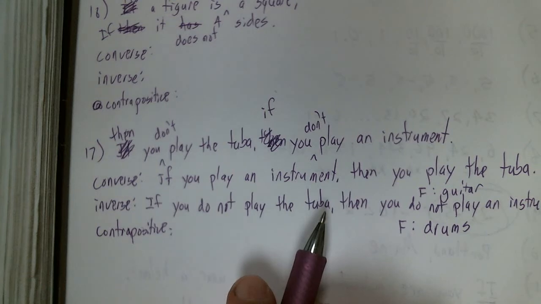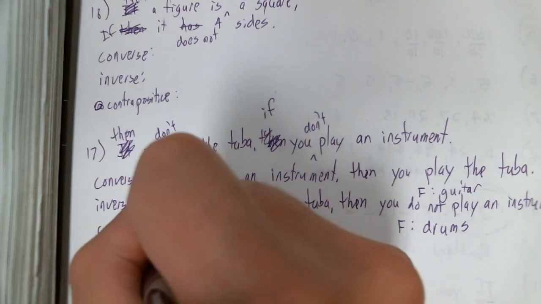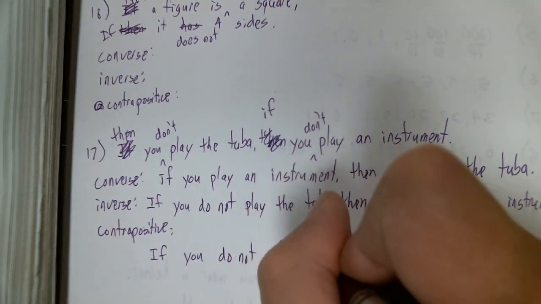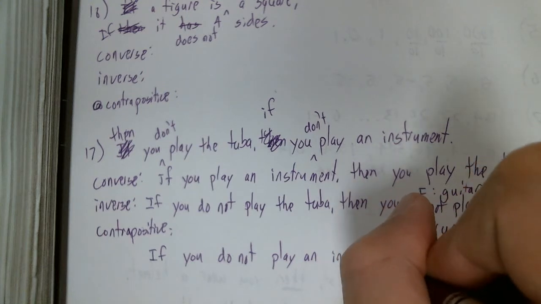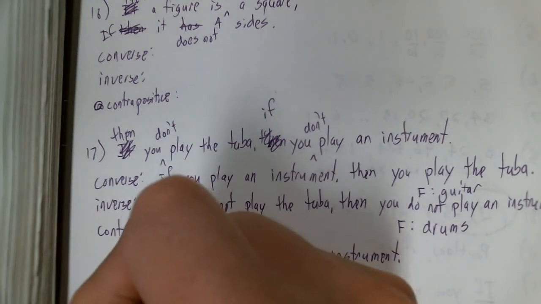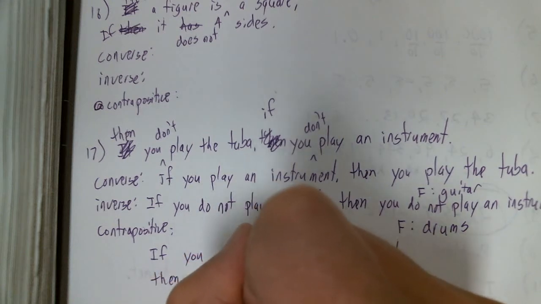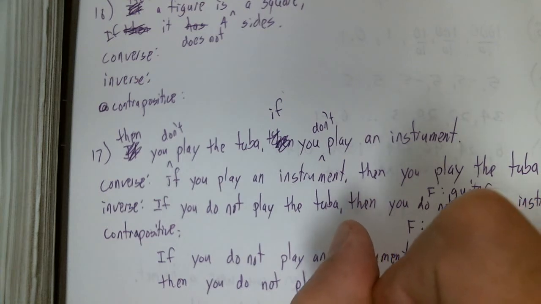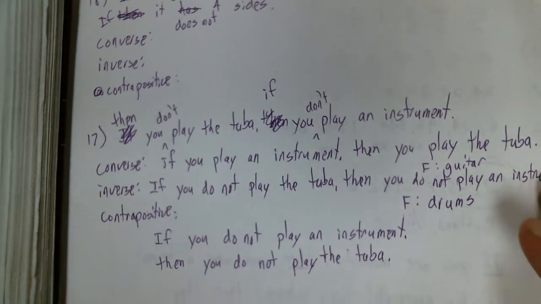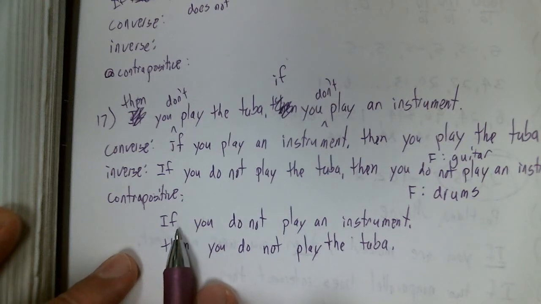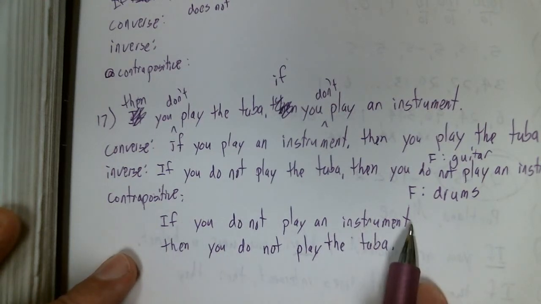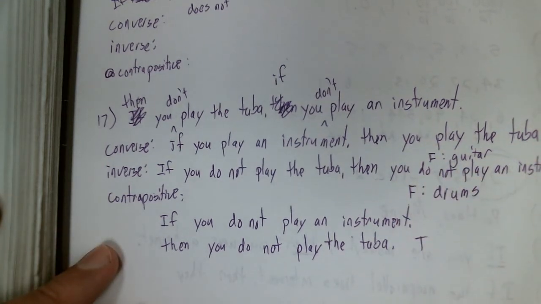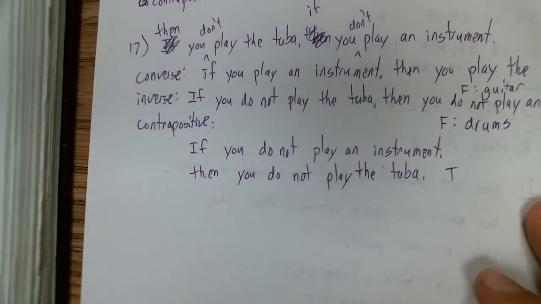All right, contrapositive is where I switch the shoes and put in the nots. So going back to my original conditional, if you play the tuba, then you play an instrument. Contrapositive would be if you do not play an instrument, then you do not play the tuba. And that's true. Guys, the contrapositive is always true. If you don't play an instrument, that means you don't play anything. So if you don't play anything, then of course you can't play the tuba. So that's true.